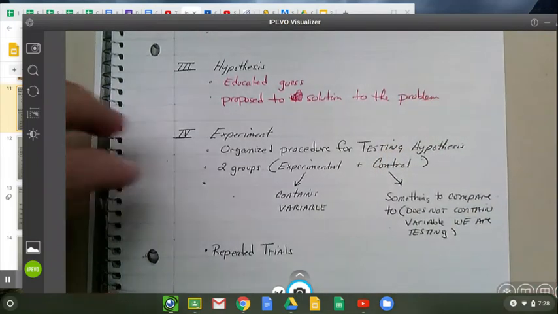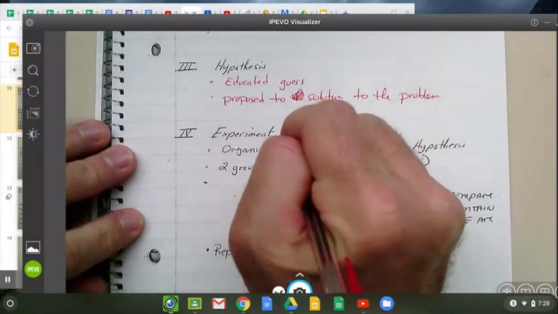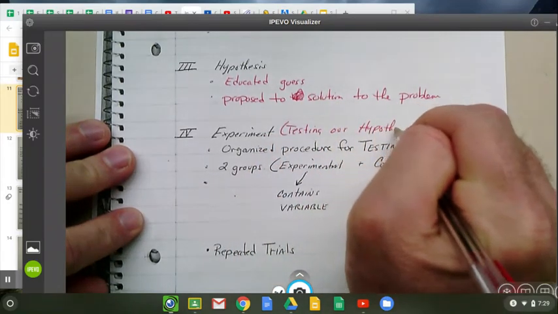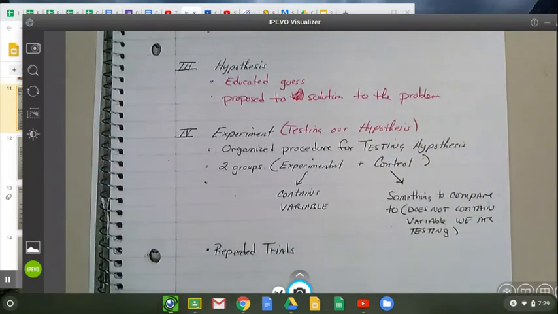So the next step that we got to do is experiment, which is testing our hypothesis. And within this step is quite a bit. Number one, it's an organized procedure for testing your hypothesis. Now, in some experiments, you might be asked to record a procedure in a step-by-step format. But for our sake today, we're not. We're just going to show you the types of variables that are in experiments, and the two types of groups that are usually in experiments that you will see here in school.